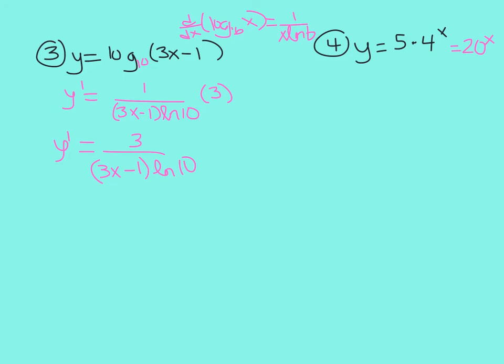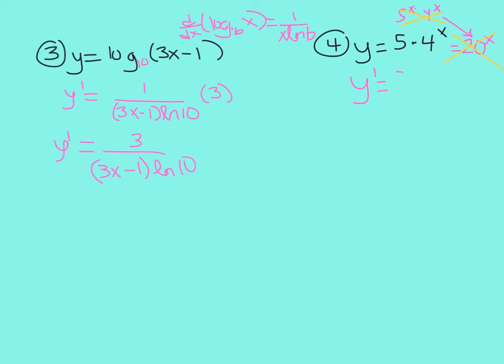So like if this was 5 to the x times 4 to the x, that would be 20 to the x. But this is not 5 to the x times 4 to the x. This is 5 times 4 to the x. So we are not allowed to do that. So please, please, please do not do that. So we don't change anything when we start this out.